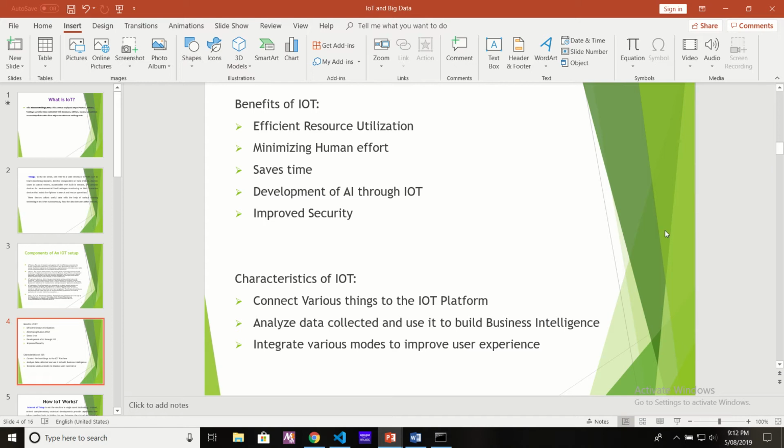So characteristics of Internet of Things: it connects various things to an IT platform, analyzes data collected and uses it to build business intelligence, integrates various models to improve user experience. So in a smart home, if an elderly person falls down, what happens? The sensors will recognize the pattern of a person falling down, and when an actual person falls down, it will recognize it and it will notify the authorities immediately.